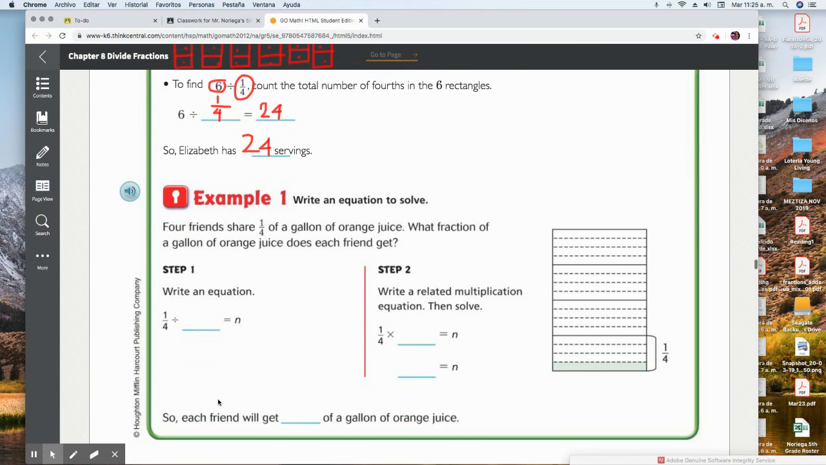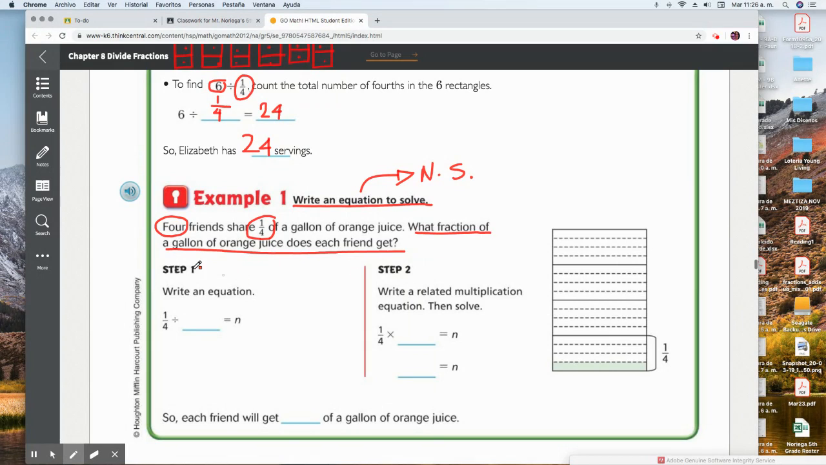Write an equation to solve. In this case, we are not going to draw a diagram, we're going to write an equation. An equation is another word that describes a number sentence. Four friends share 1/4 of a gallon of orange juice. What fraction of a gallon of orange juice does each friend get?